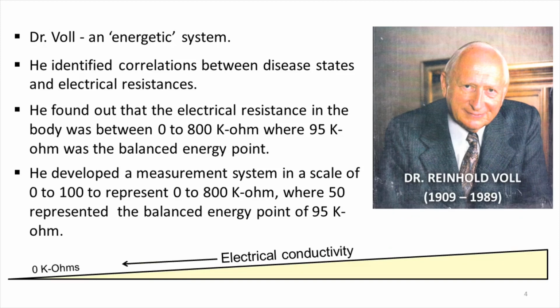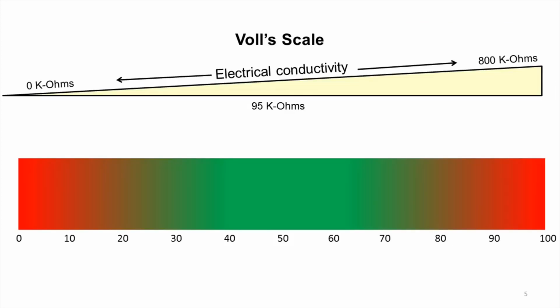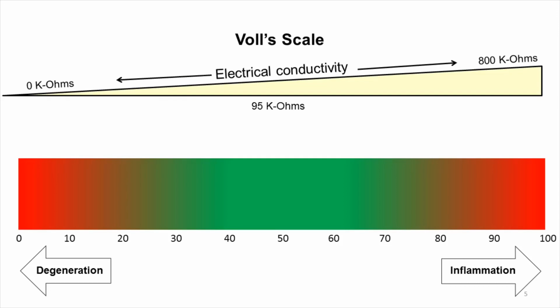So his finding was that the resistance in the body, the lowest is 0 kilo ohm, and the highest is 800 kilo ohm, and the optimum level is 95 kilo ohm. So now if you look at these two, closer to 0 kilo ohm is the degenerative state, where it's a hypometabolic condition, and closest to 100 is inflammation, where it's a hypermetabolic condition. In the middle, the green area is the normal metabolic condition.